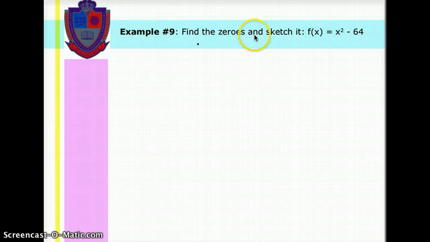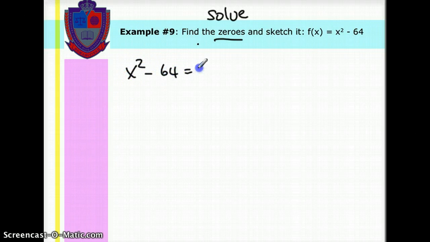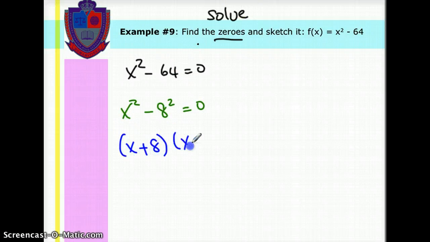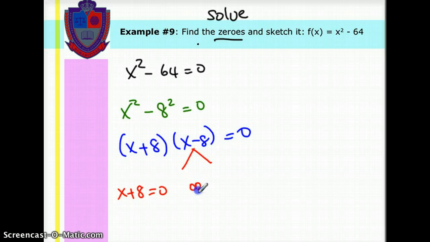Now our last example says find the zeros and sketch it. So zeros is the same thing as solving it, okay? So I want to make x squared minus 64 equal to 0. I know 64 is a perfect square, so this is actually x squared minus 8 squared equal to 0. Remember this, this is a difference of squares. So this is actually x plus 8, x minus 8 equals 0. Again, you can do the ABC method. That's perfectly fine. Remember we talked about this. Branch this off. x plus 8 equals 0, or x minus 8 is equal to 0.